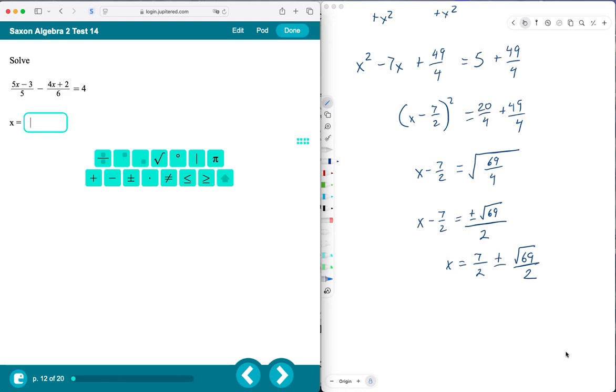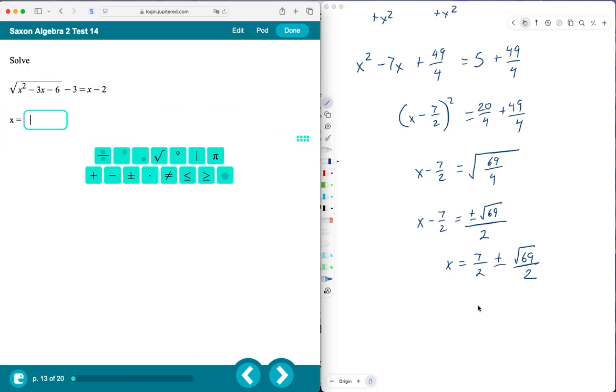The next problem that you need help with was number 13.